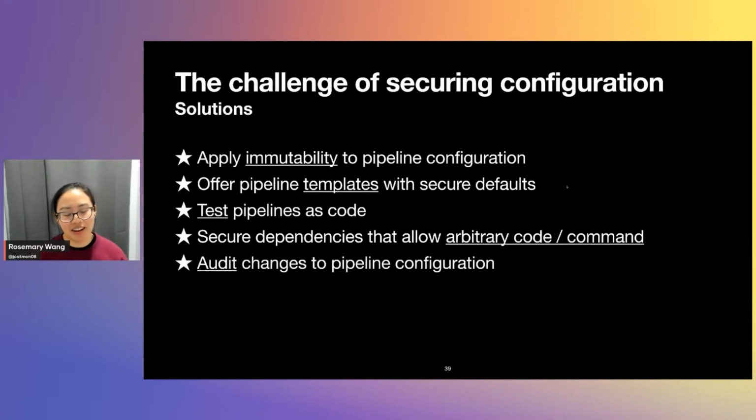And finally, audit changes to pipeline configuration. Of course, if you're doing pipeline as code, you're using version control. So maybe this isn't so bad. You have version control, you have commit history to identify who's made changes to pipeline configuration.